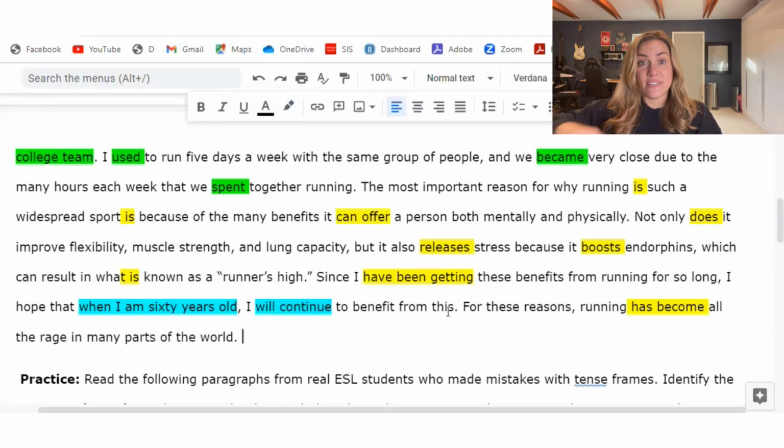For these reasons, back to the present, because this is the main time frame. For these reasons, running has become all the rage in many parts of the world. So that is an example of a paragraph that does shift time frames, which is totally fine as long as you give a reason for it.